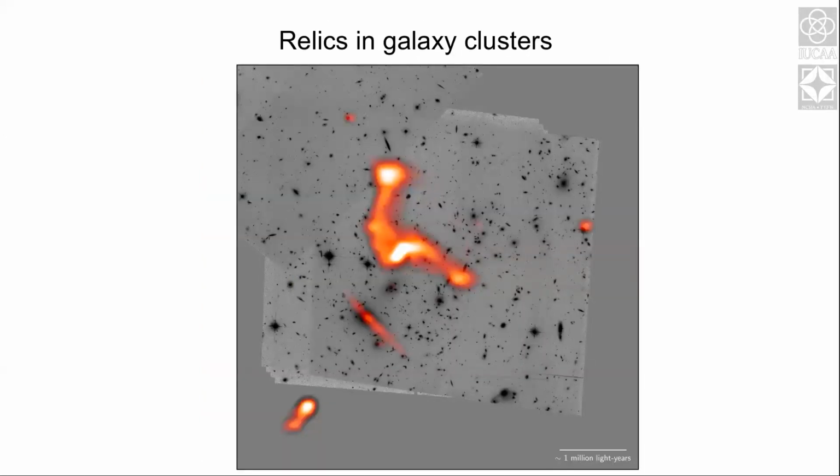Another kind of science is looking for relics in galaxy clusters. This is a very famous relic known as the armchair relic. The background image is this time from the Hubble Space Telescope. It's a high-band image from Hubble, and in the foreground is the GMRT image. You can readily see why this relic is referred to as the armchair relic. It looks like an armchair.